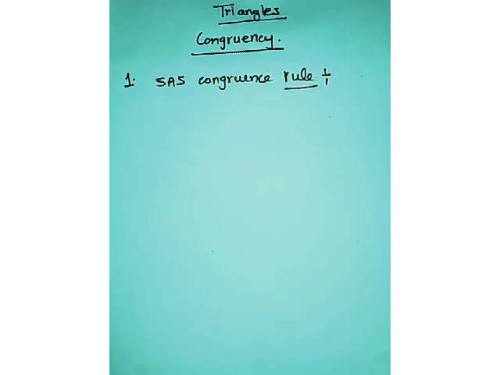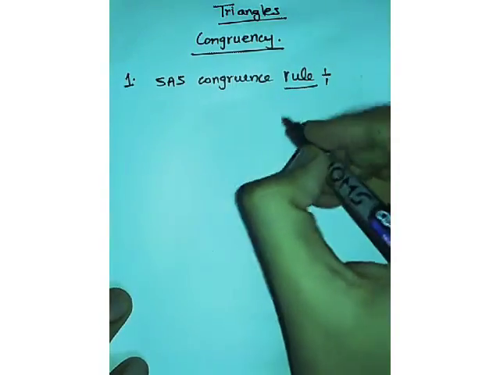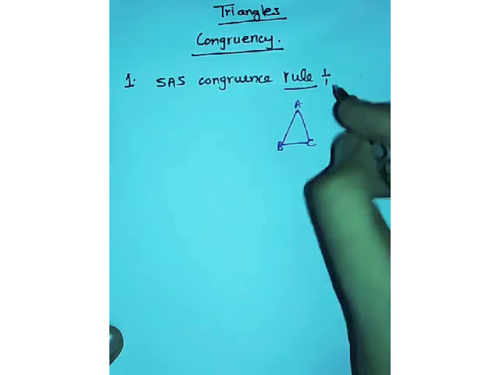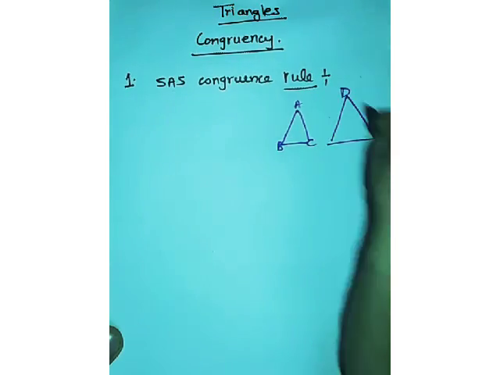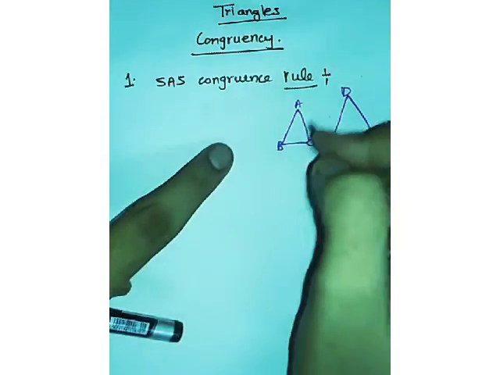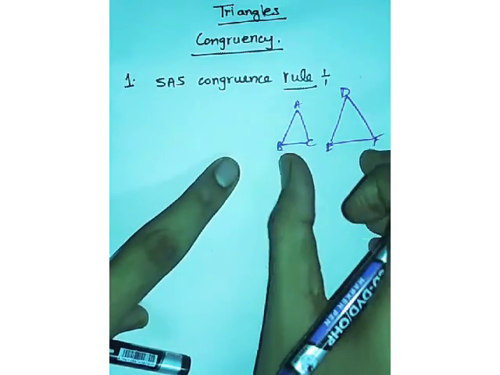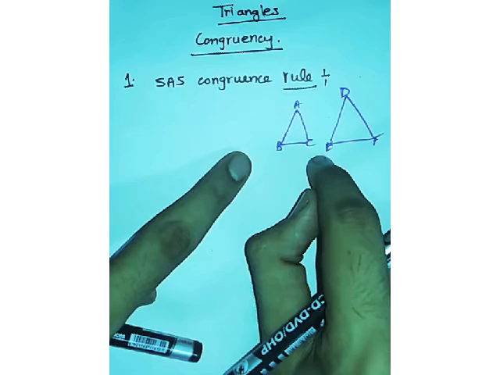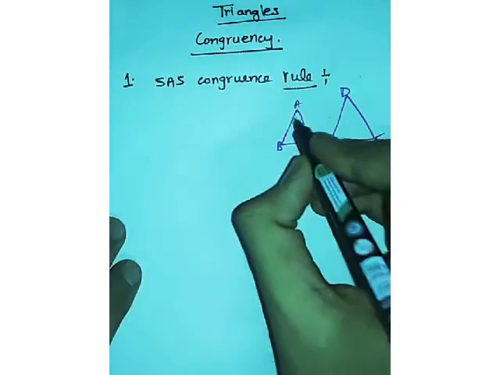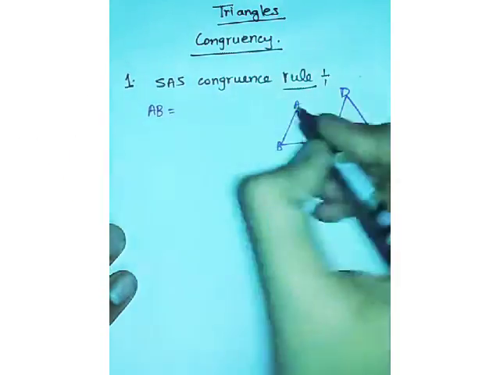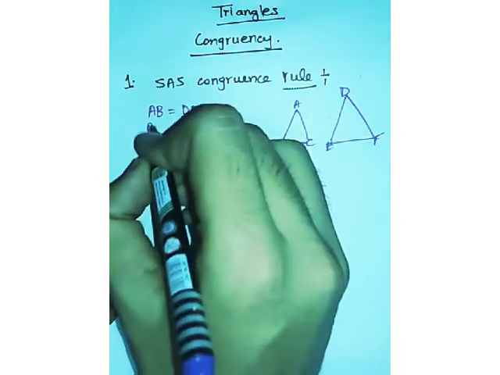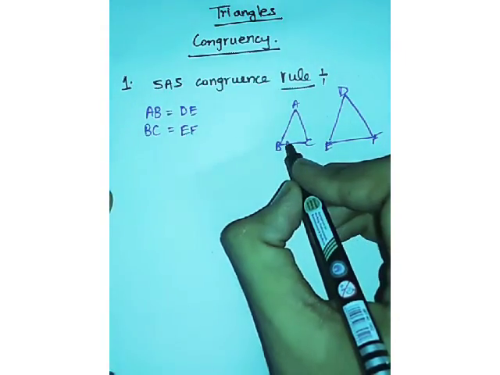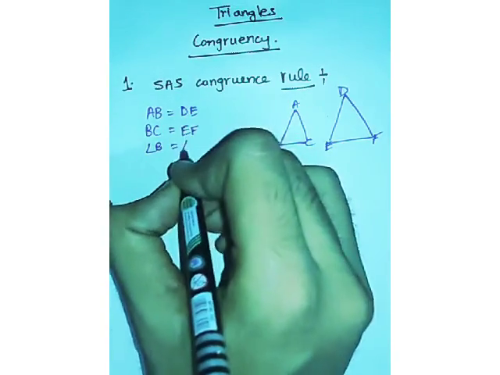What is the full form of SAS? Firstly, just consider that you have two triangles, ABC and DEF. Okay, so you have two triangles. Now these triangles will be congruent if two sides and one including angle are equal to each other. Now what does it mean? It means that consider two sides, that is AB and BC. If AB is equal to DE, because it's the corresponding side, and BC is equal to EF, and which is the including angle? That is angle B and angle E, and angle B is equal to angle E.